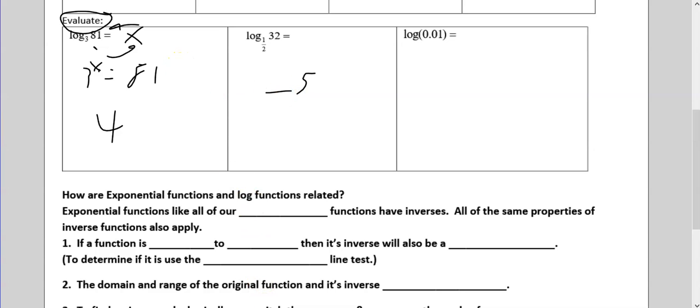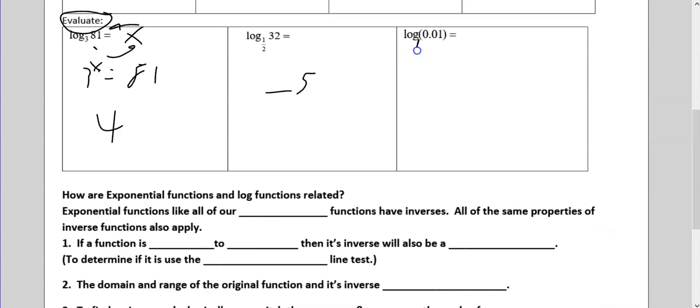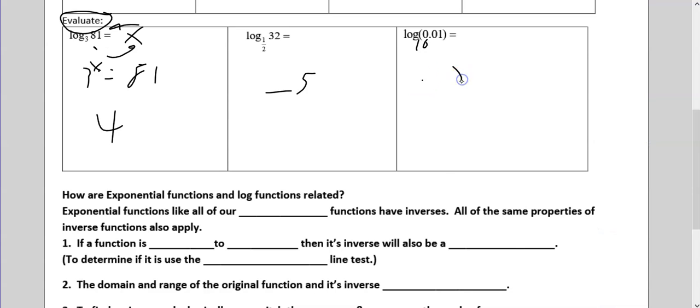Okay. And last but not least, I'm going to hit math. Go up a couple. Hit enter. Now remember, my base is not shown, so it's 10. Okay, so I'm going to put a 10 down here for my base. Go inside the parentheses and put 0.01. Enter. And I get -2.